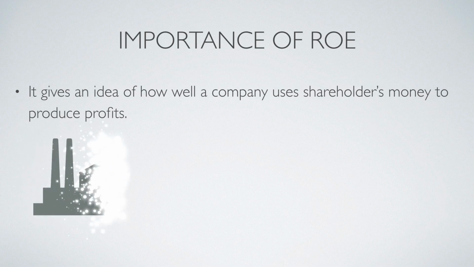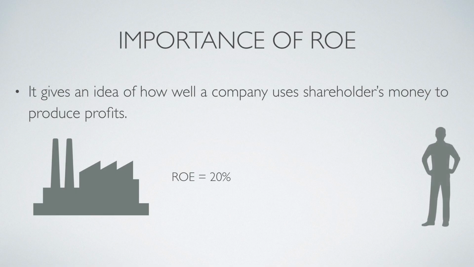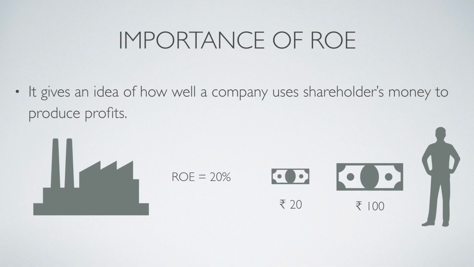Let's take an example to understand it. Suppose a company's ROE is 20%. That means if an investor has invested 100 rupees in that company, by using that 100 rupees, the company is making 20 rupees as profit.